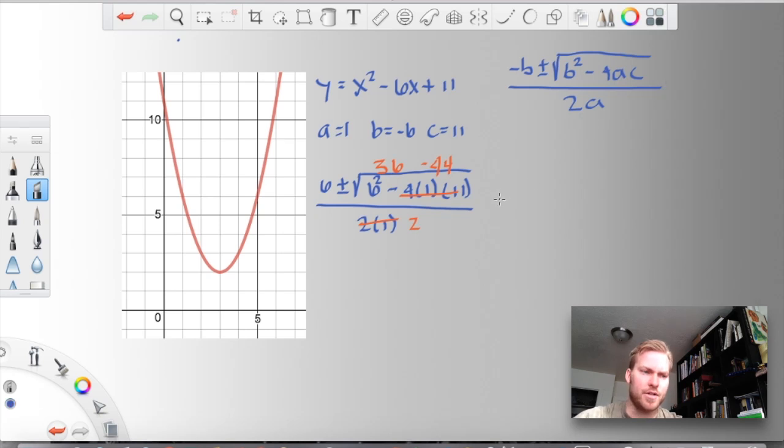Right, so let's rewrite this equation. This is going to be equal to 6 plus or minus the square root of negative 8, right? 36 minus 44. Did I say 8 before? It's negative 8, excuse me. All divided by 2 on the bottom, okay? And I mean, this is drastically simplified from what we just barely saw, right? But I think we can go one step further. Let's take a look at this radical.